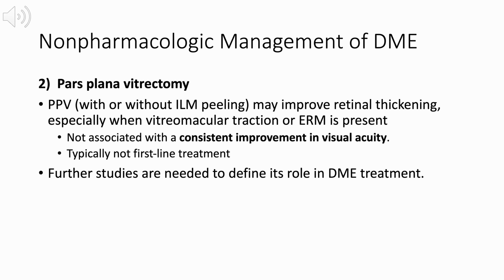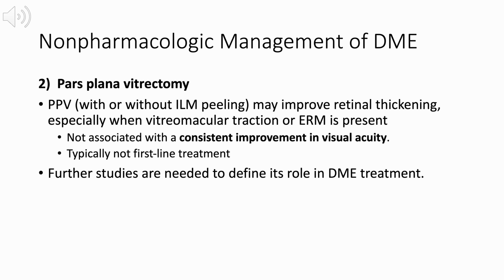The second non-pharmacologic option for diabetic macular edema is pars plana vitrectomy. PPV, performed with or without internal limiting membrane peeling, may improve retinal thickening, and it is particularly worth considering when vitreomacular traction or an epiretinal membrane is present. That indication is mechanistically logical. If a taut posterior hyaloid or an epiretinal membrane is exerting tangential traction on the macula, no injection will relieve that mechanical force, and surgical removal addresses a problem that pharmacotherapy cannot.